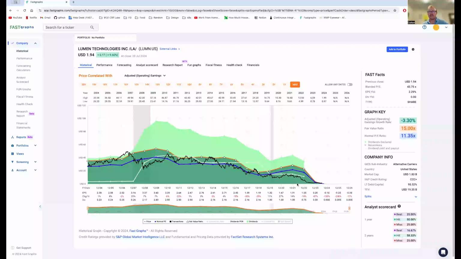And I can instantly see that. There's no question about it. There's no research I have to do. I'm visually seeing all this so fast. And that's what makes FastGraphs really, really powerful.